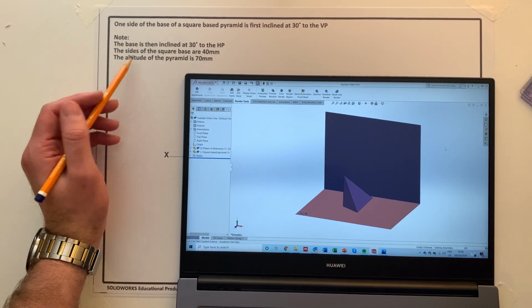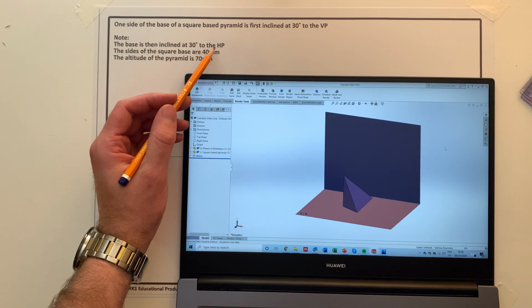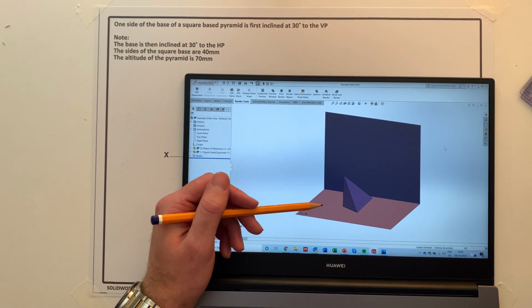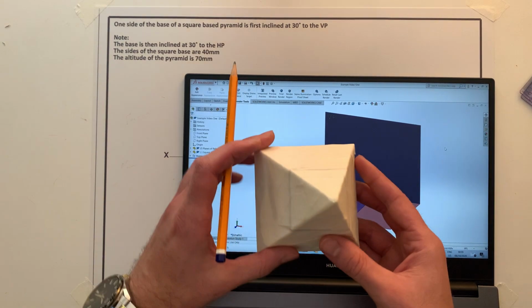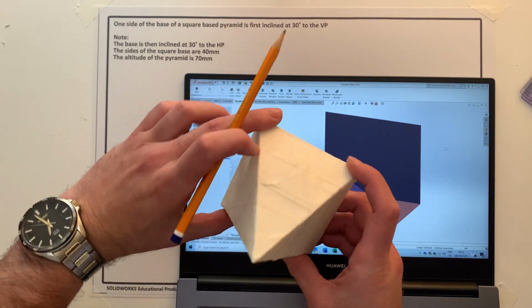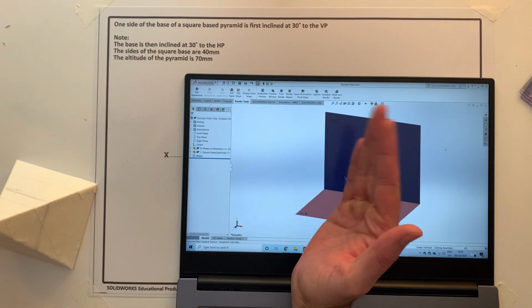Now if we go down here to the other things to note, the base is inclined at 30 degrees to the horizontal plane. So if we look at our horizontal plane this time, not our vertical plane, it's also inclined at 30 degrees. So now not only is it inclined like this to the vertical plane, it's also inclined upwards like so to the horizontal plane. So as you can see here, it's tilted upwards.